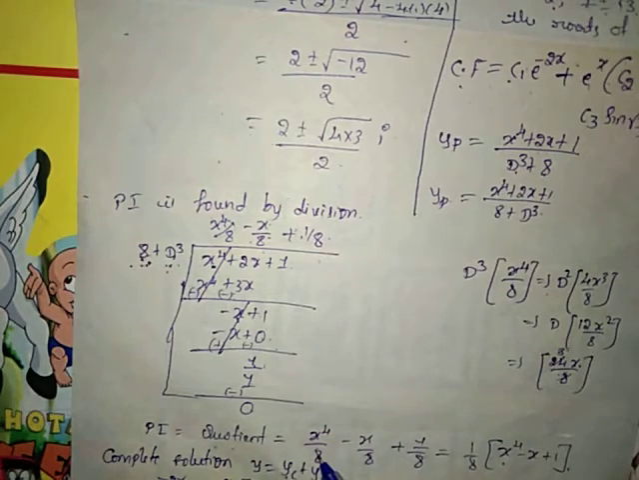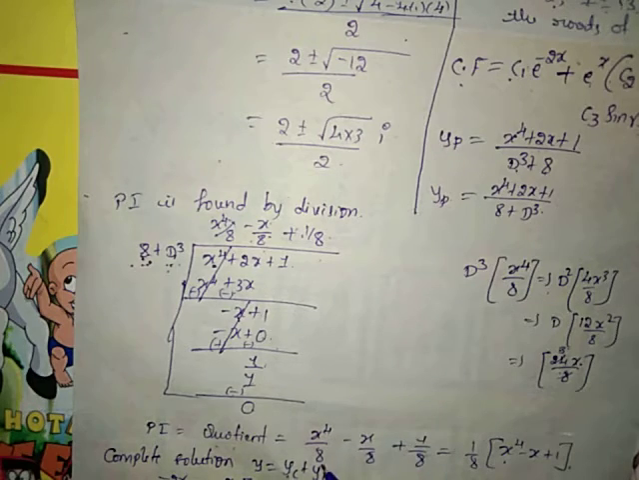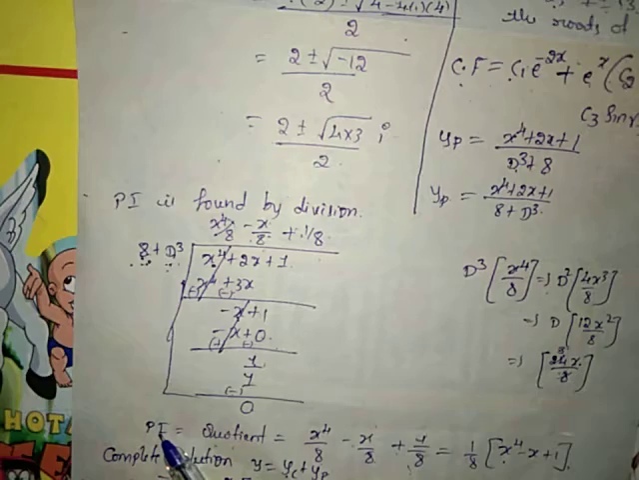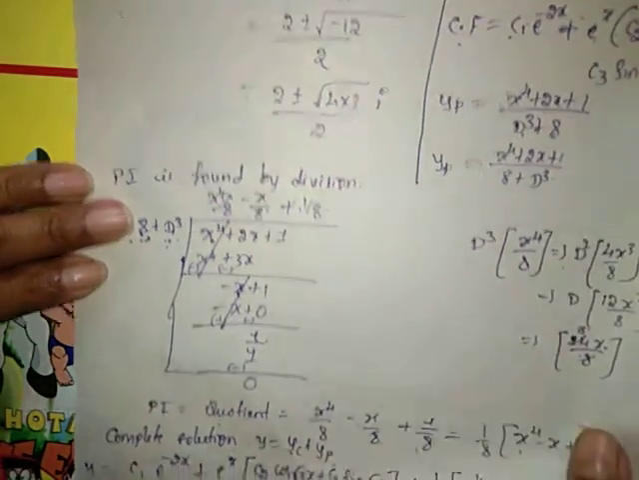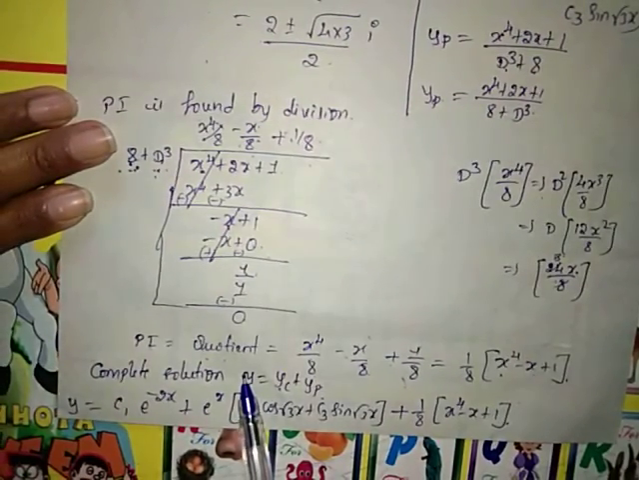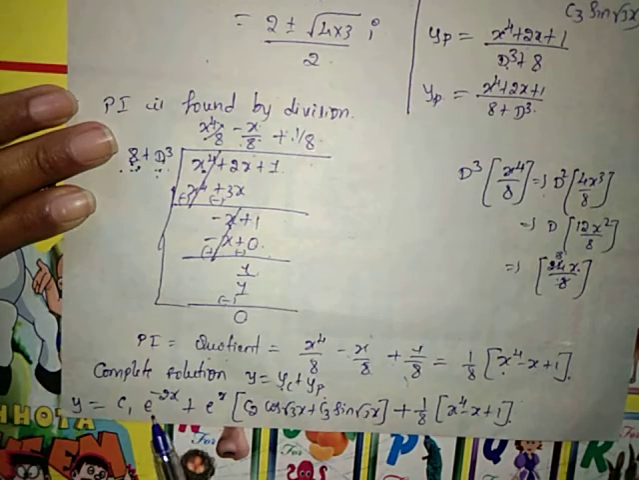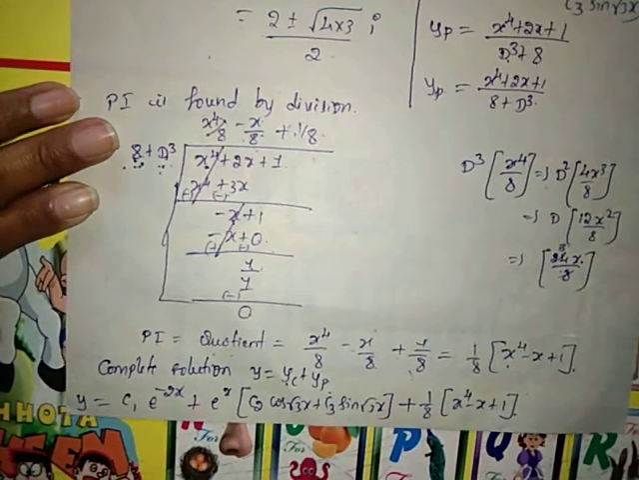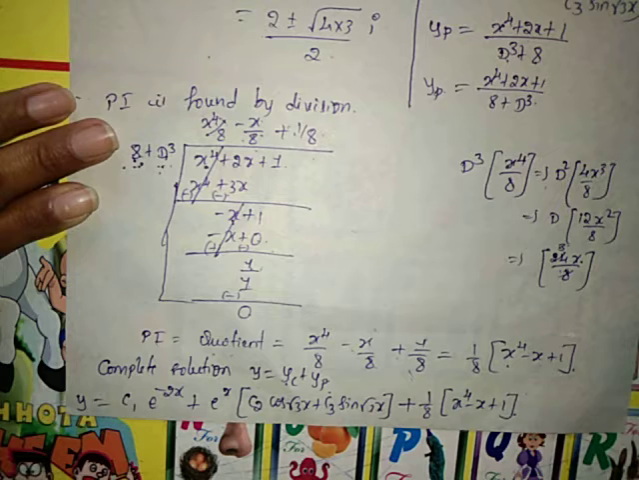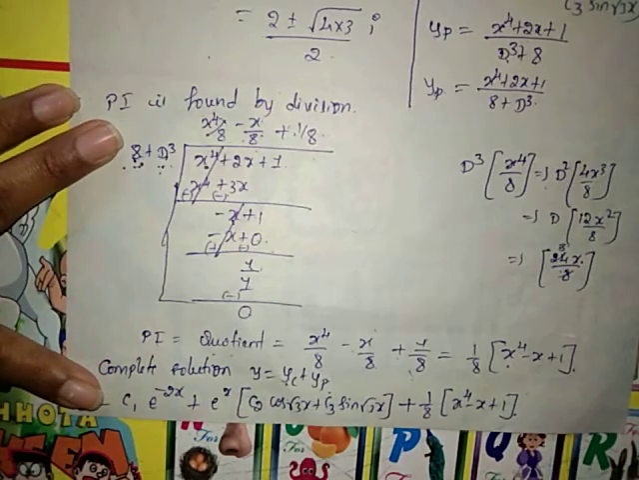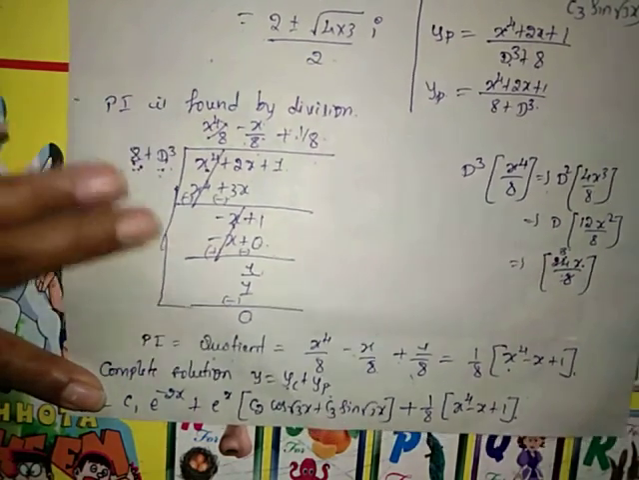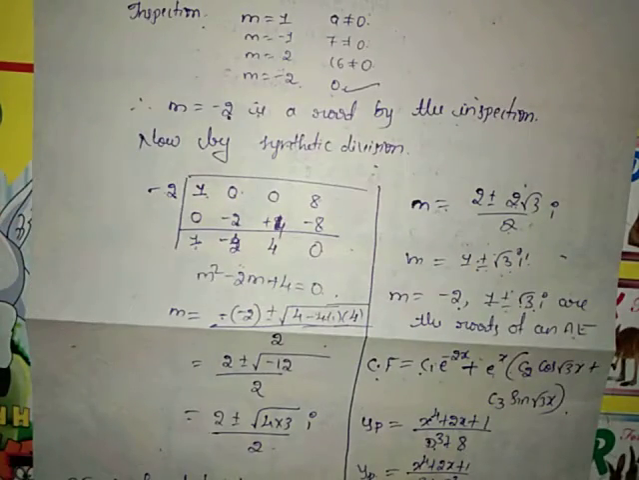So our quotient is x raised to 4 by 8 minus x by 8 plus 1 by 8. That will be considered as a particular integral. By taking the 1 by 8 common, now we have to write down the complete solution of the equation. That is c1 e raised to minus 2x plus e raised to x into bracket c2 cos of root 3x plus c3 sin of root 3x, plus 1 by 8 into x raised to 4 minus x plus 1. That is our complete solution of the equation.